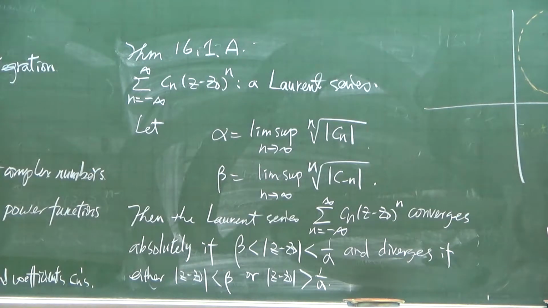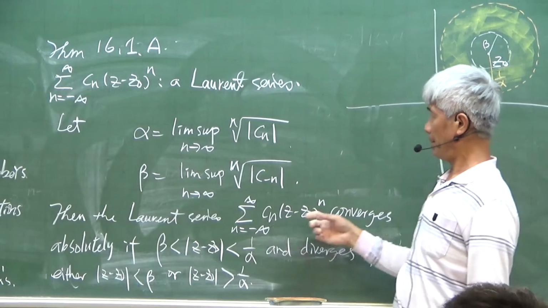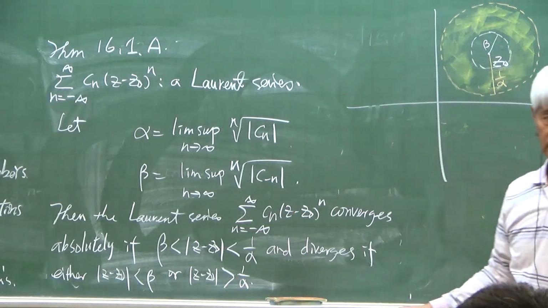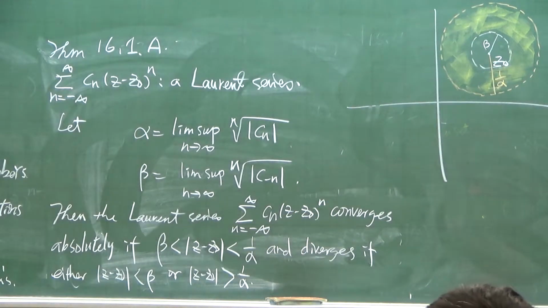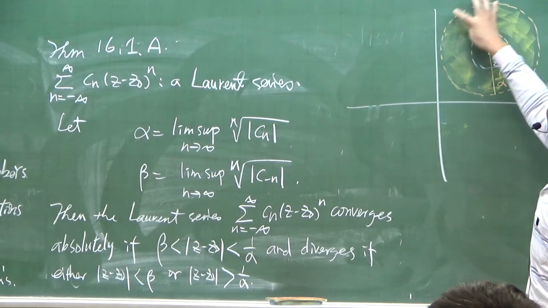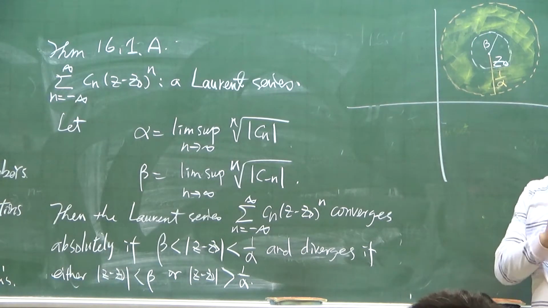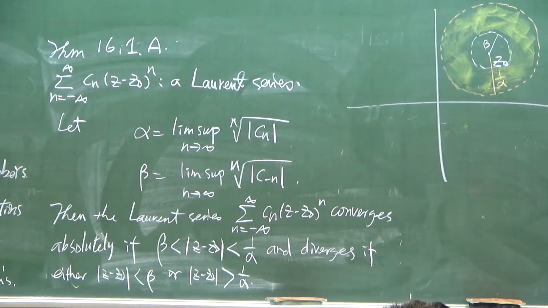So in this region, the Laurent series converges. But inside the small disk or outside the big disk, the Laurent series diverges. But we don't have any conclusion about points on these two boundaries. Okay, we don't have that.